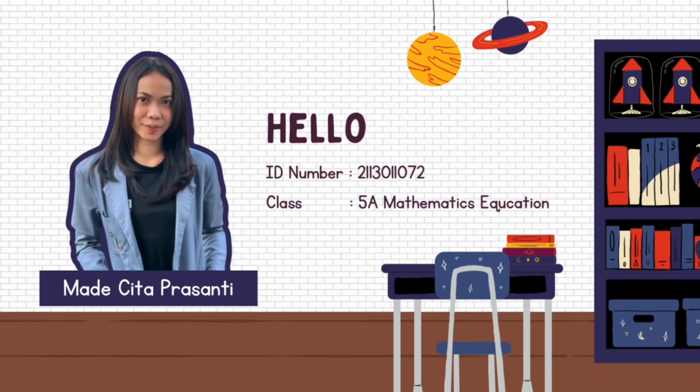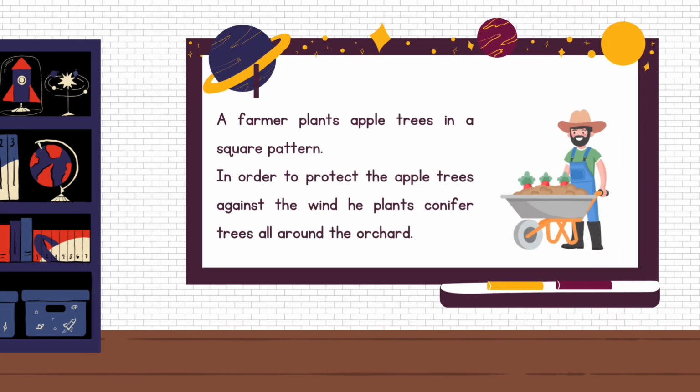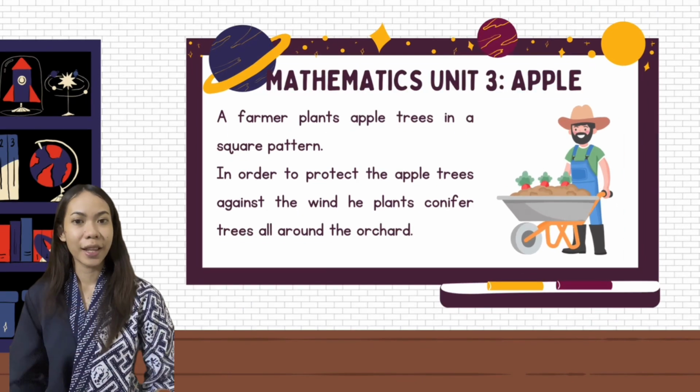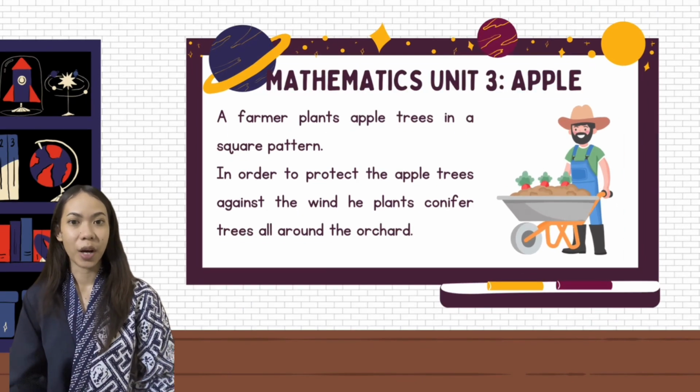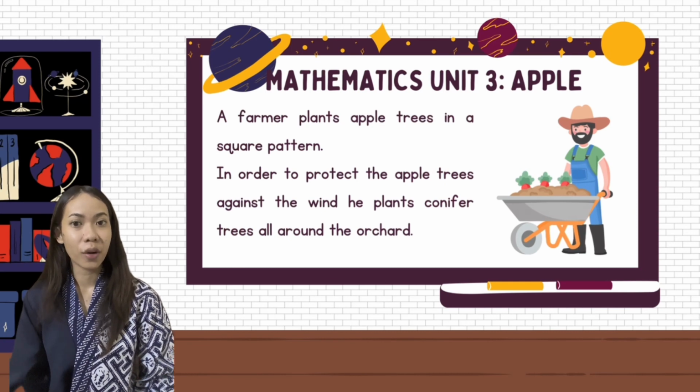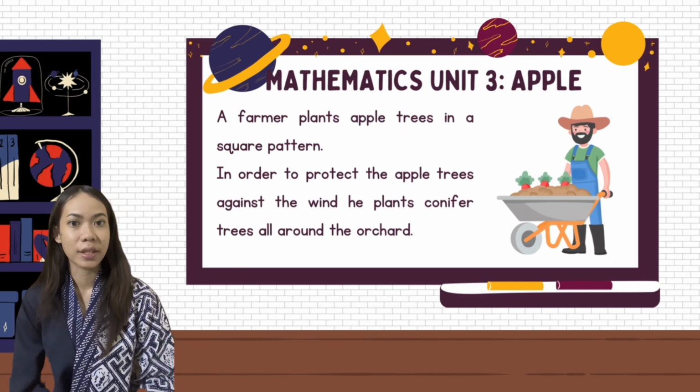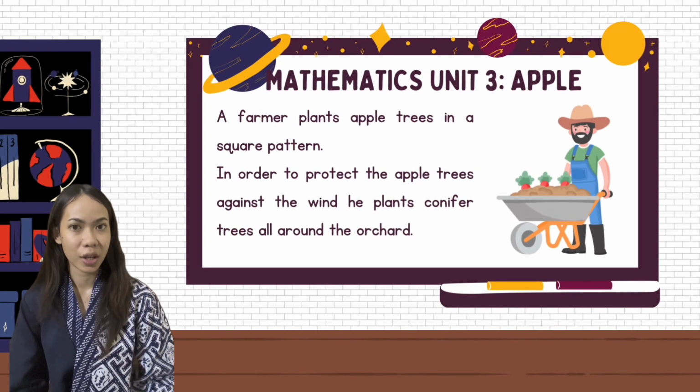In this video, we will solve an interesting problem, the PISA problem called Apple. Let's start our discussion about Mathematics Unit 3, Apple. The problem is a farmer plants apple trees in a square pattern. In order to protect the apple trees against the wind, he plants conifer trees all around the orchard.